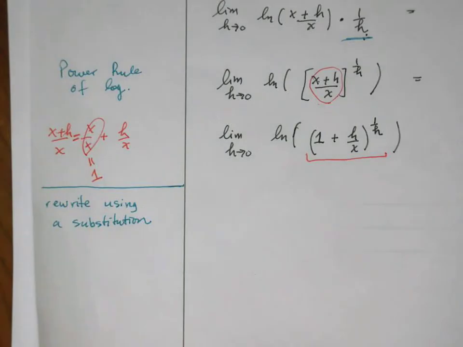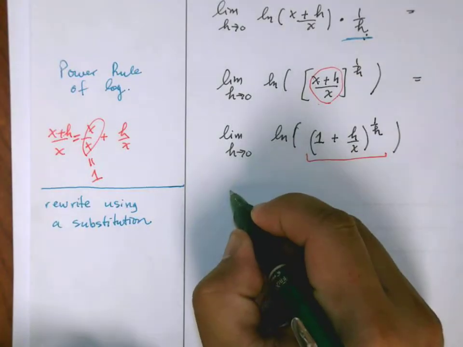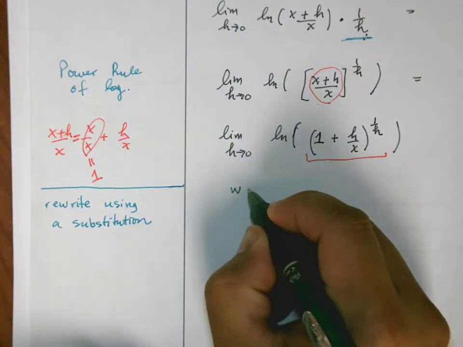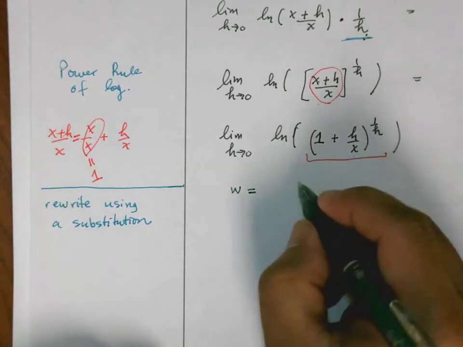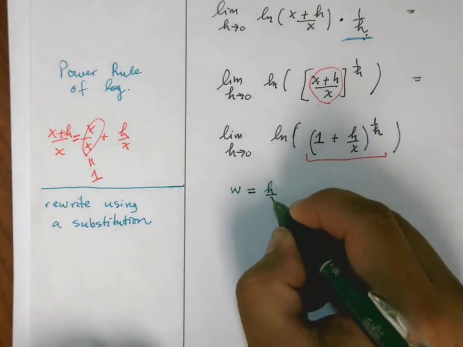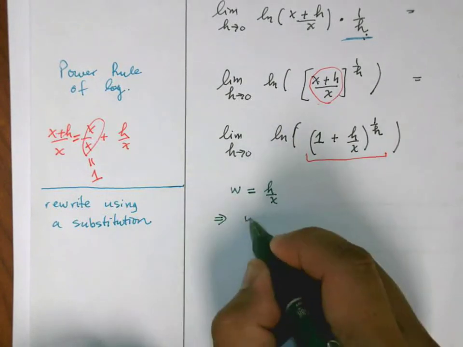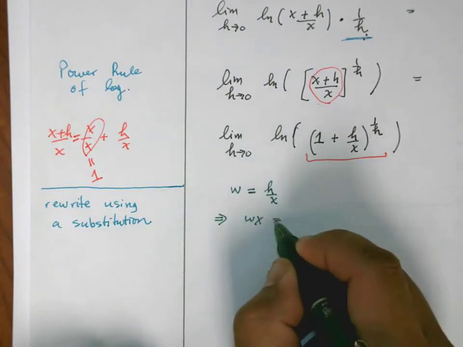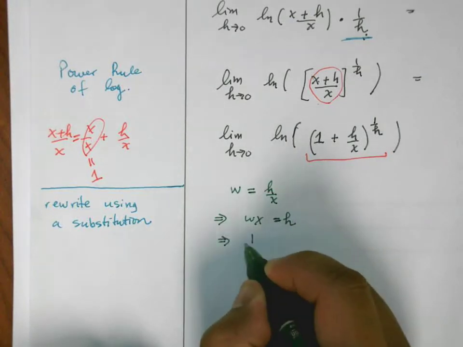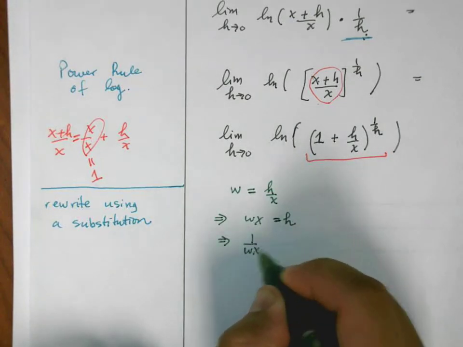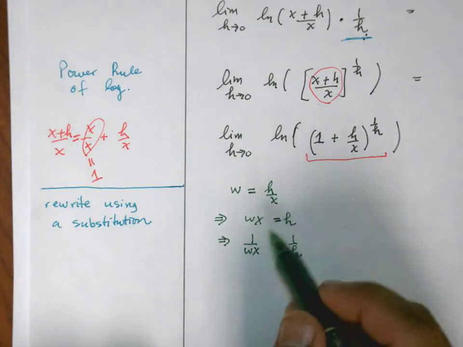Write using a substitution. So we're going to define a new variable. Let's call it w, and we'll say that w is equal to h over x. Okay? And that implies that wx is equal to h, which then also implies that 1 over wx is equal to 1 over h. Okay? So what I'm doing here is defining a new variable.